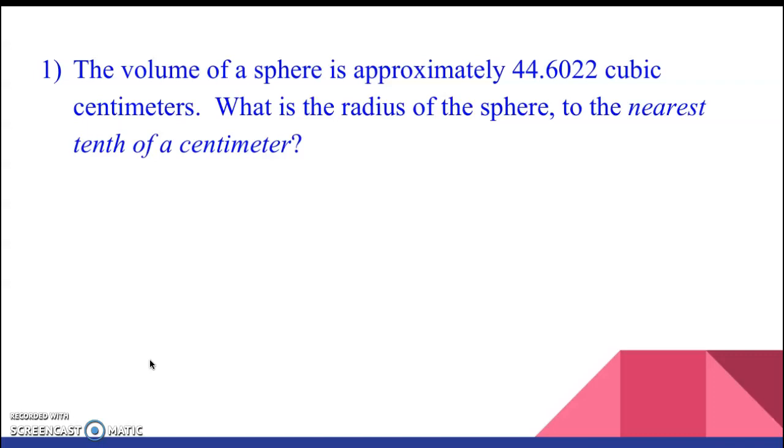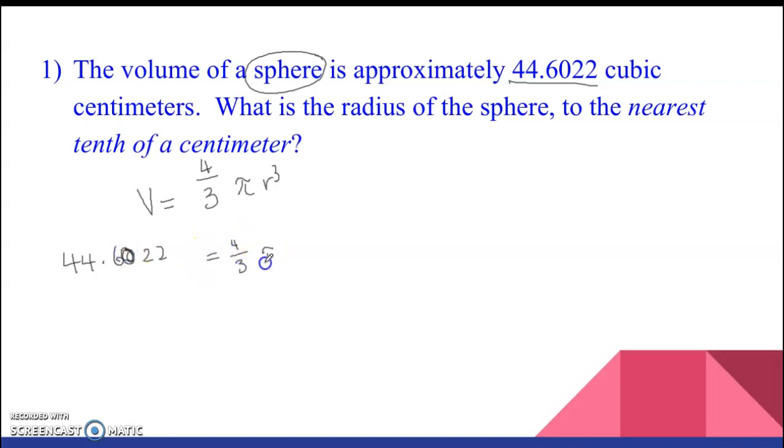So you're going to go back to that formula, and you're going to say, okay, I know the volume of a sphere, so I'm working with a sphere. The first thing you're going to do is write the formula. Volume is equal to 4/3 pi r cubed. Then you're going to look at the information that's given to you. This 44.6022, what does that represent? It represents the volume. So I'm going to put it on here: 44.6022 is equal to 4/3 pi times radius cubed.